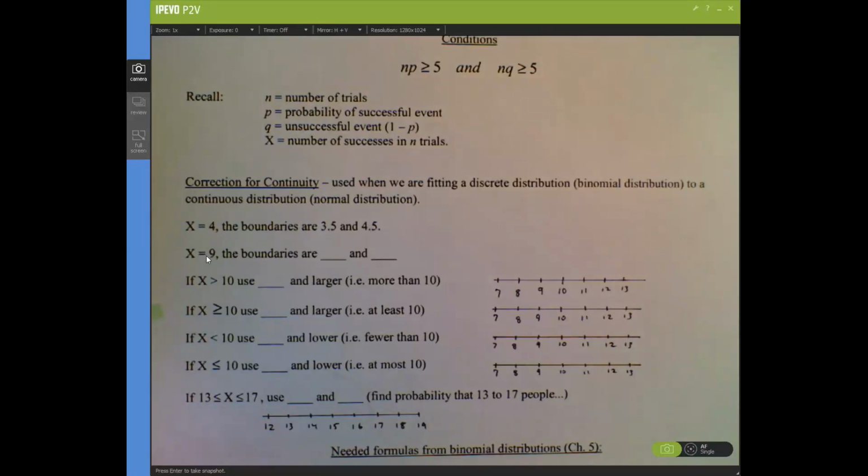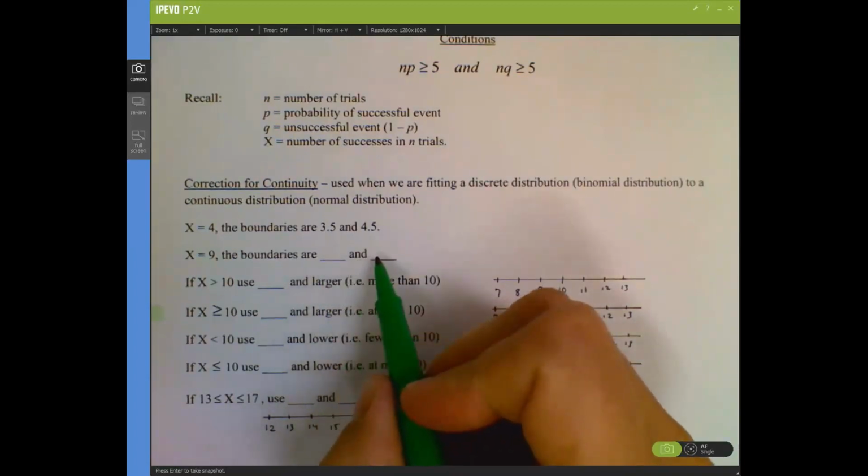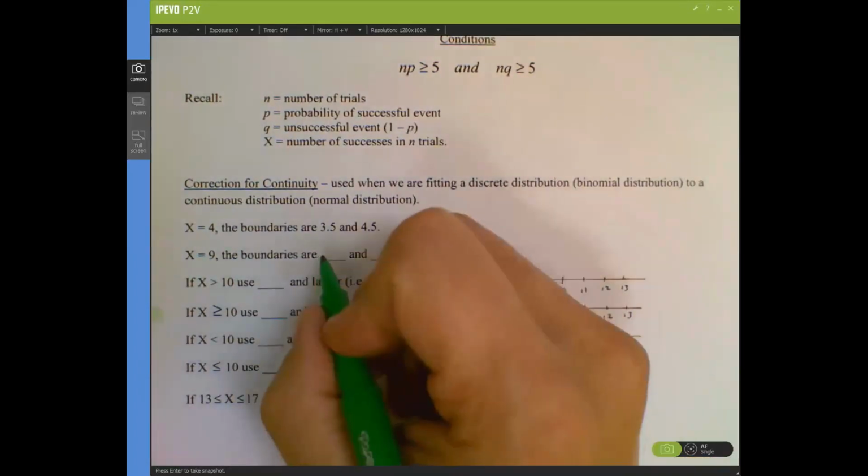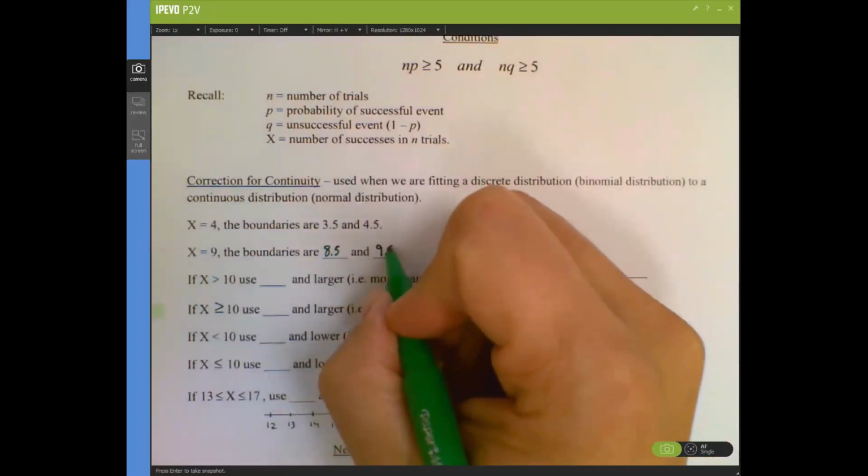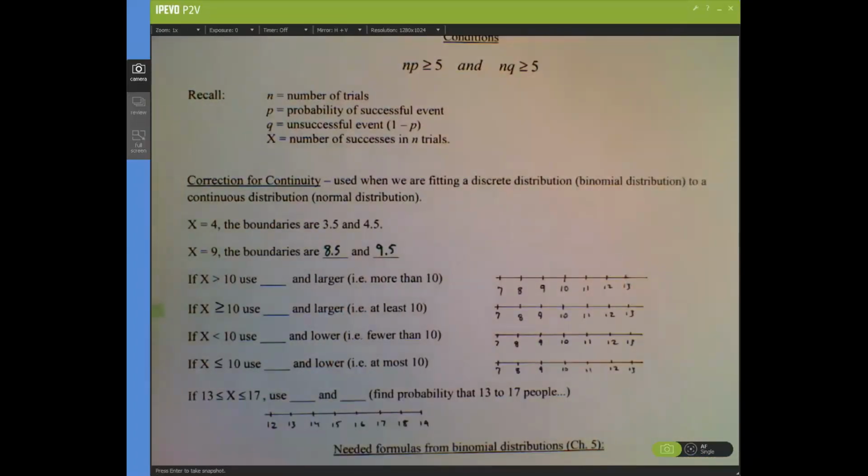All right, here's the next one, x equals 9. What are the two boundary numbers that are used here? The two boundary numbers used when x equals 9 would be 8.5 for the lower boundary, 9.5 for the upper boundary.